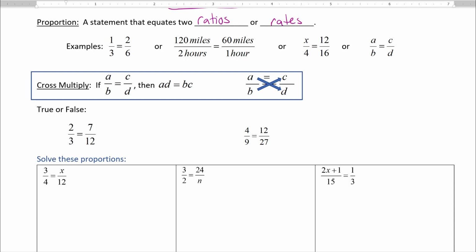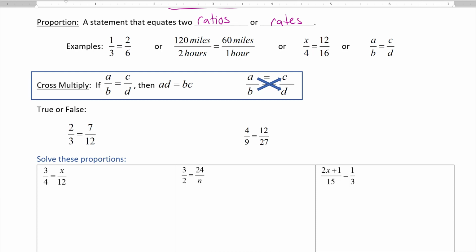Then what we can do is cross multiply and take A times D and set that equal to B times C. So it's like you're multiplying across and then setting it equal to the other multiplying across, kind of like you make a little butterfly there. On the image over here, I've put arrows to show you that you're multiplying across and setting the things equal to each other. So let's do an example here.